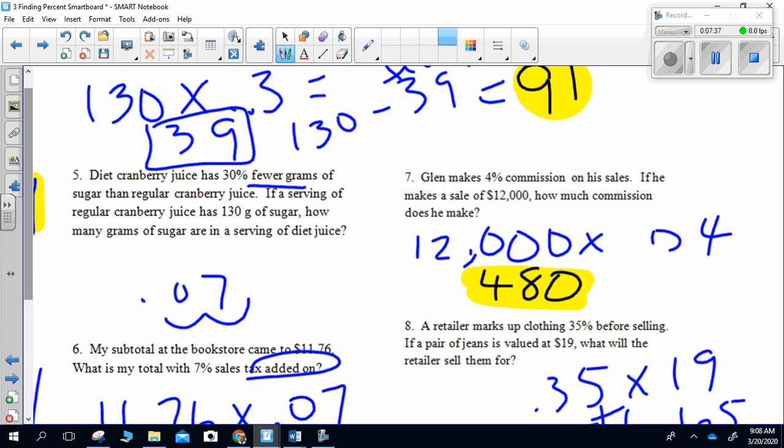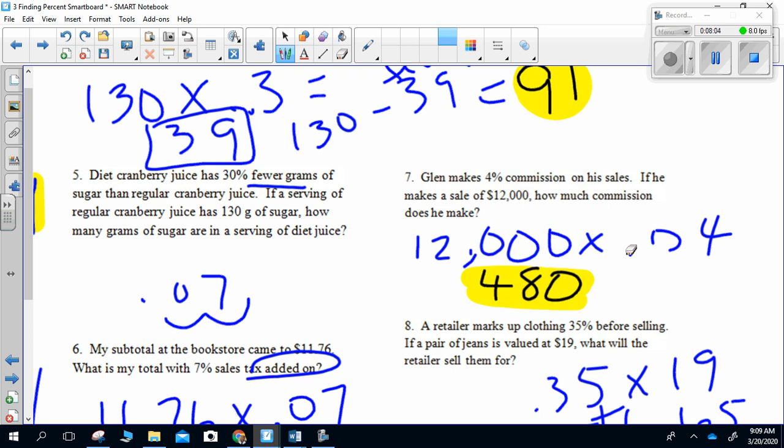Because if you think about it, if the guy sold $12,000 worth of stuff for his company, let's say he sold a $12,000 car, he's not going to be making the $12,000 plus the 4% like you would if you were doing like tax or doing like a markup. He's just making the 4%. And so the 480, I got that by multiplying 12,000 by 0.04 and I got 480.